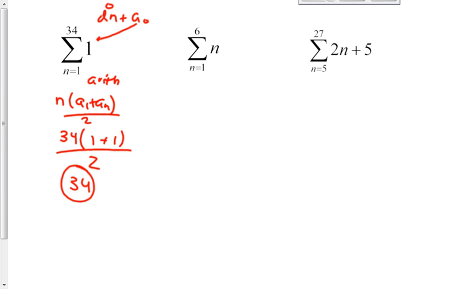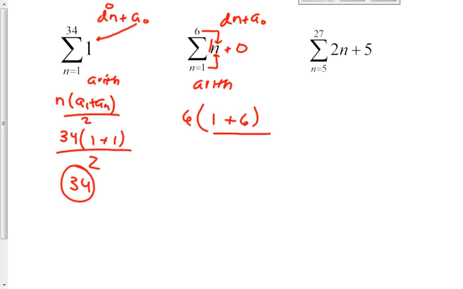The next one, find the sum of the first 6 numbers according to the rule n. Well, this one is also arithmetic. dn plus a sub 0, this is like 1n plus, starting number was nothing, 0. So this one is arithmetic. I'm adding 6 terms together. The value of the first term, plug in the number on the bottom. Plug in a 1. 1 times 1 is 1. Plus, plug in a 6 right there. 1 times 6 is 6. And the whole thing divides by 2. 1 plus 6 is 7. 6 times 7 is 42. 42 divided by 2 is 21.